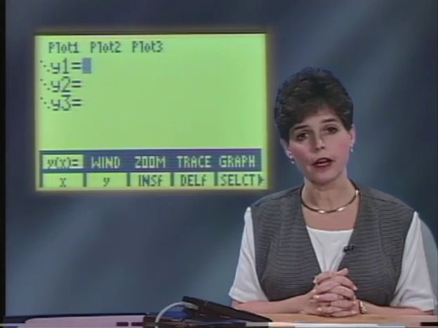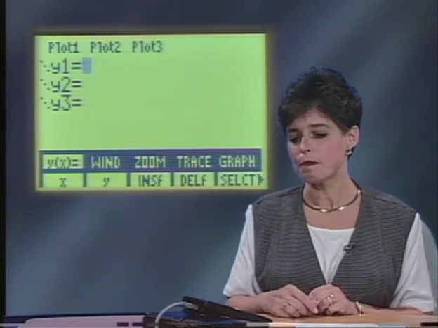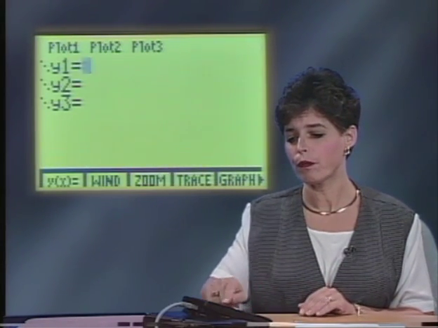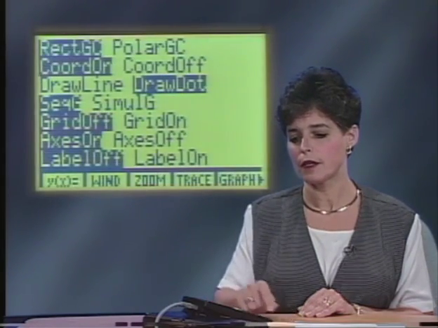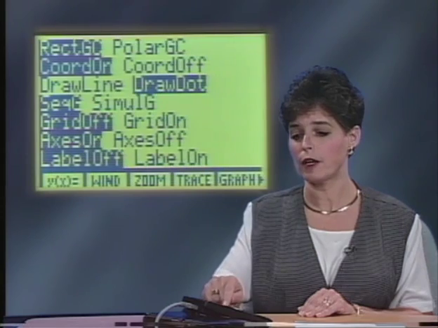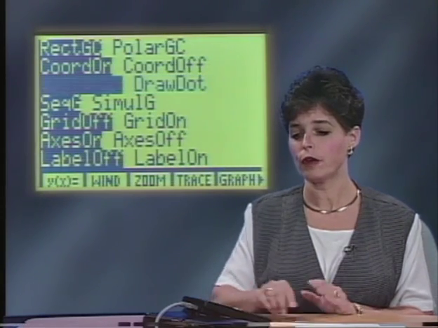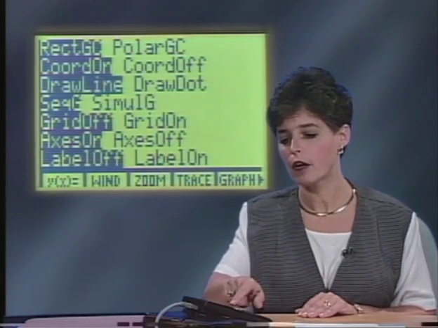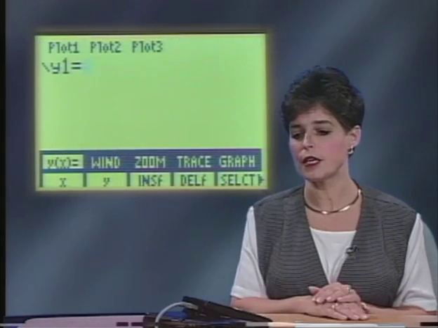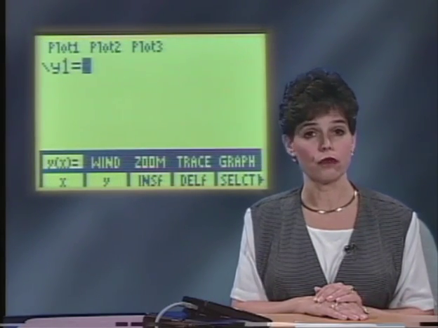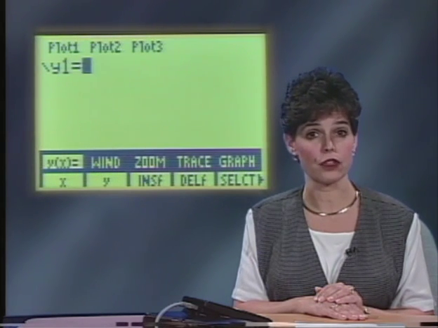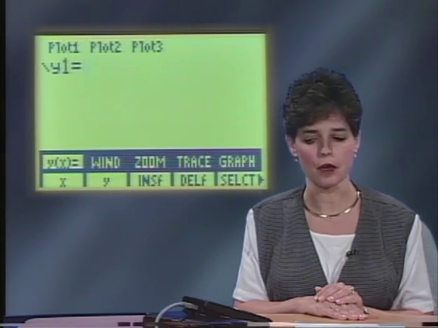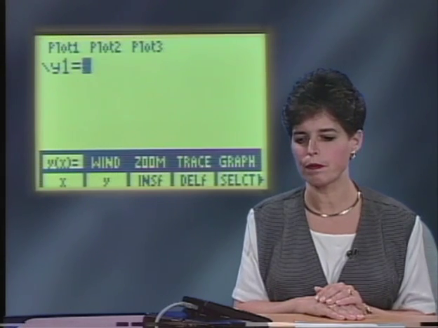I don't think I want that for a while, so let's go to Graph, More, Format. Let's go back down to Draw Line, Enter. Now when I go back to Y of X, I see that the extra 2 functions have gone away, and also to the left of Y1 I have just the solid black line. I don't have the dots anymore, and that's what I wanted.